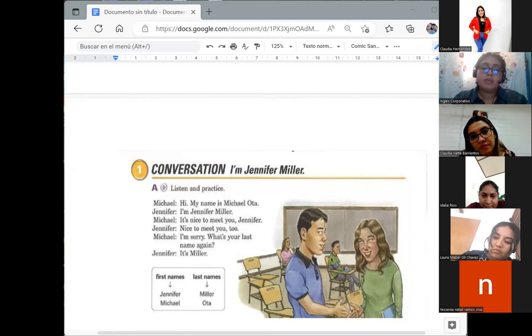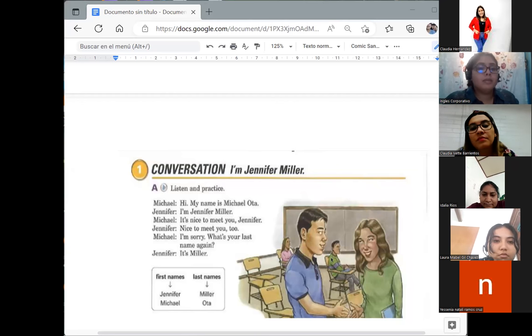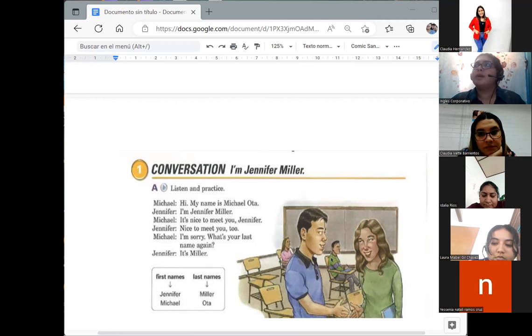Y tenemos la pequeña cajita, the little box. Then in that image, in which we have first name, that is the names that we have, Jennifer, Michael, and then the last names, Miller and Ota. In this case, it is not necessary that we say our last names, but in some cases when you are doing like a serious presentation, you are going to use that information.